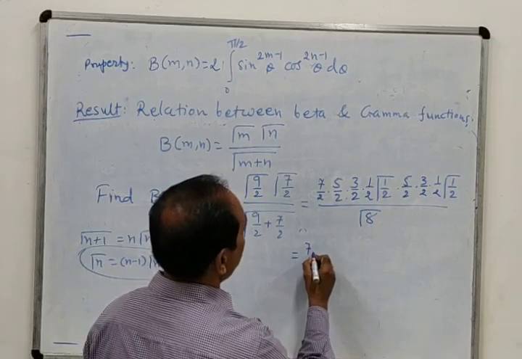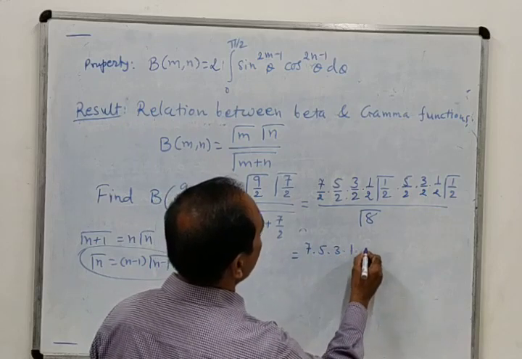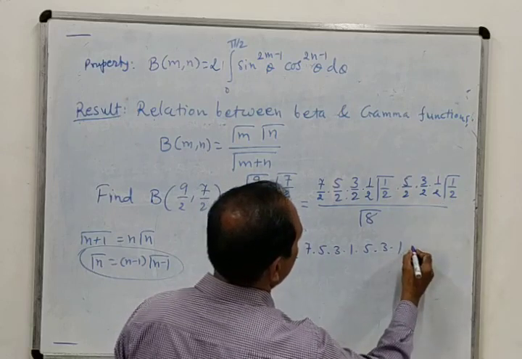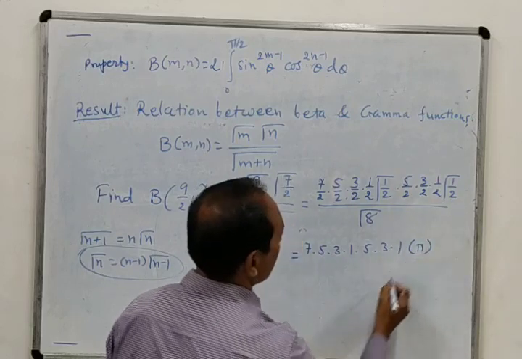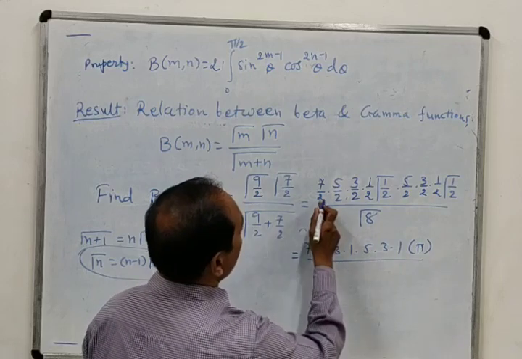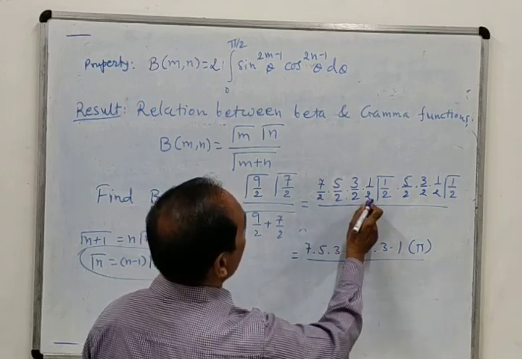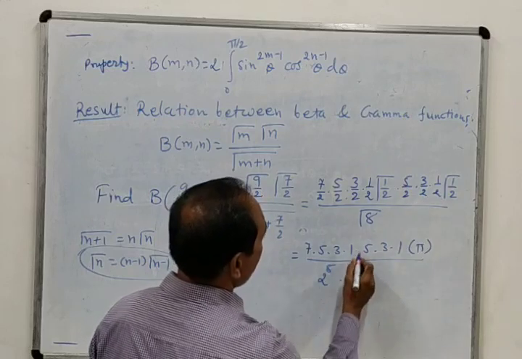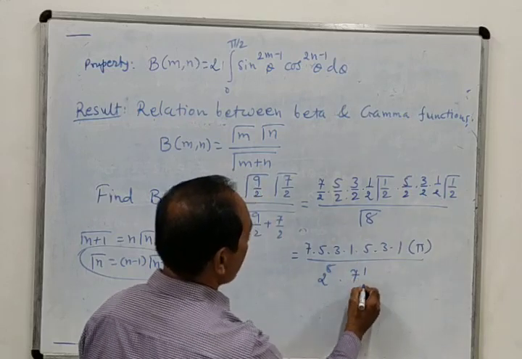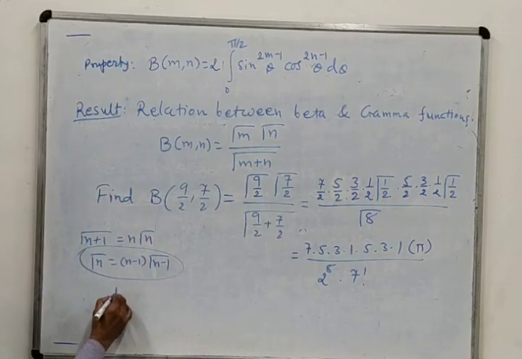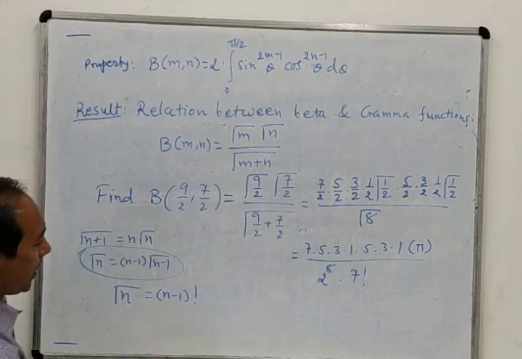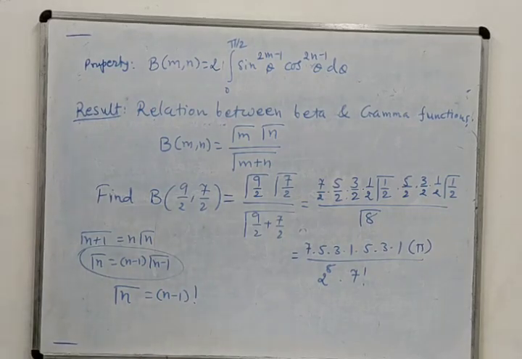This is nothing but 7 into 5 into 3 into 1 into 5 into 3 into 1, and gamma 1 half is root pi, this is also root pi. So root pi into root pi is pi. And this is 2, 4, 6, 8, that is, 2 raised to 8. And gamma 8 is what? When n is a positive integer, we know that gamma n equals n minus 1 factorial, so it is 7 factorial.